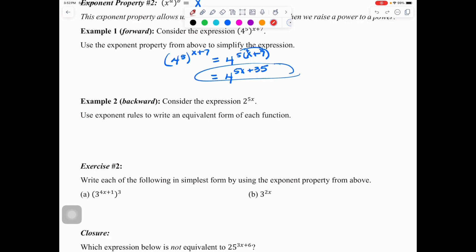So now we're going to do example 2, which is going backwards. We're going to consider the expression 2 to the 5x. Use exponent rules to write an equivalent form here. We're going to do the same thing we did before, and we are going to see what happened and break it apart. So when I see the exponent here, 5x means the exponents were multiplied.